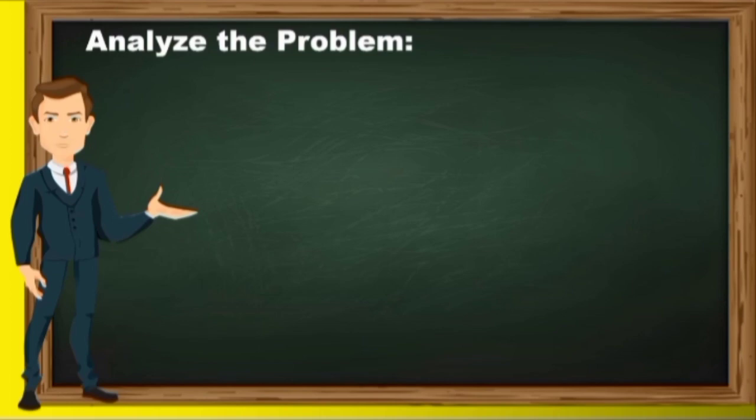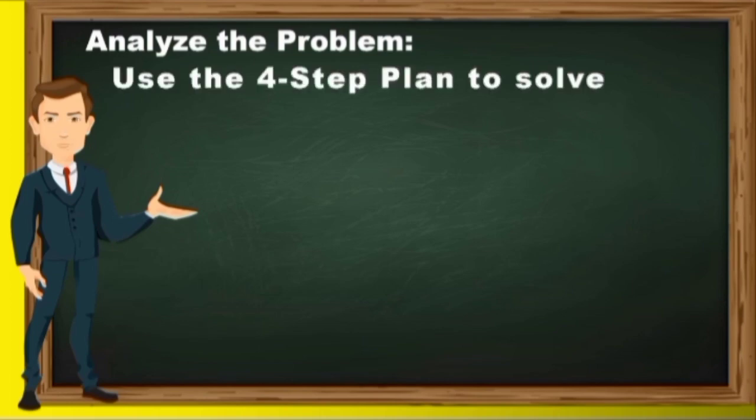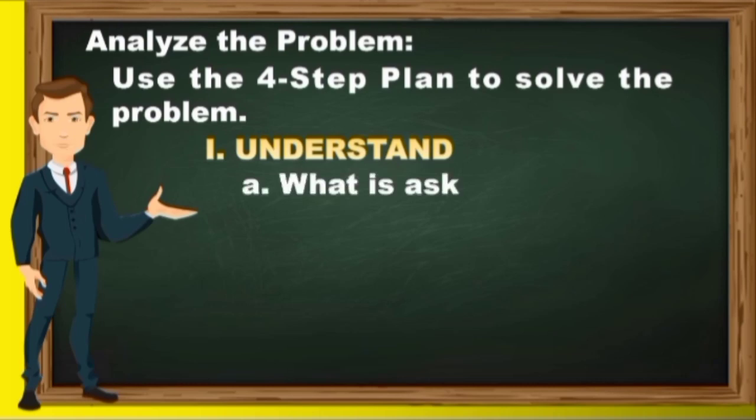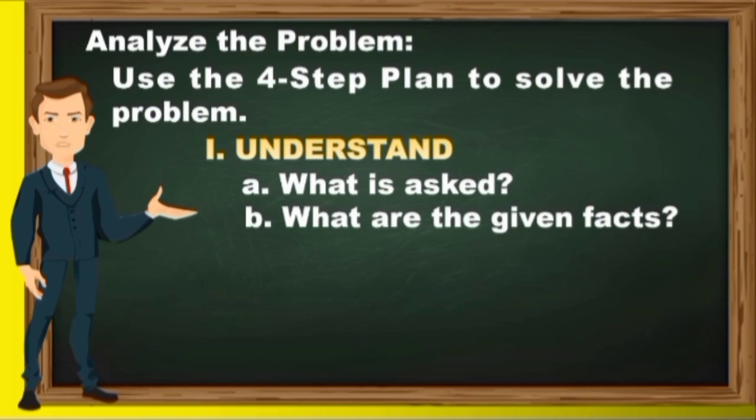Now, let us analyze the problem. We need to use the four-step plan to solve the problem. Number 1, understand. Letter A, what is asked? Letter B, what are the given facts? The answer for letter A, the hidden question is, what figures do those toys belong to? For letter B, the given are red car, 2 dice, an airplane, a robot, a ball, a playing card, a toy block, and a receipt.